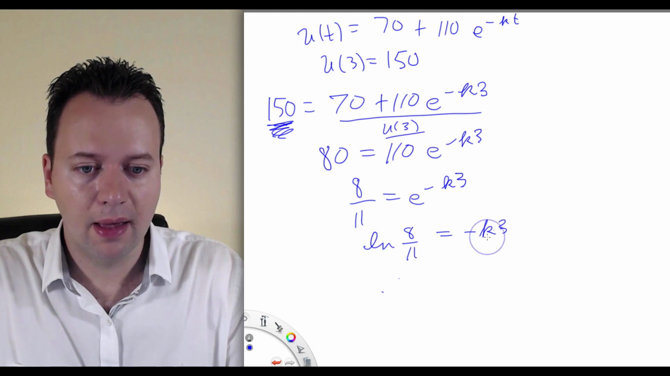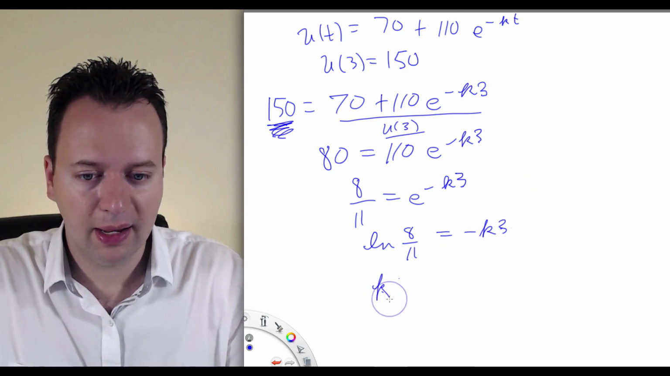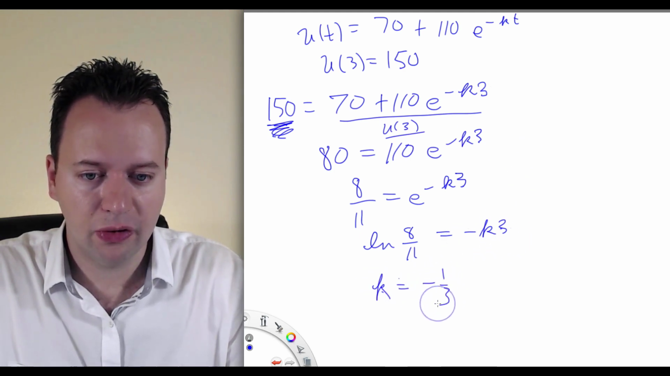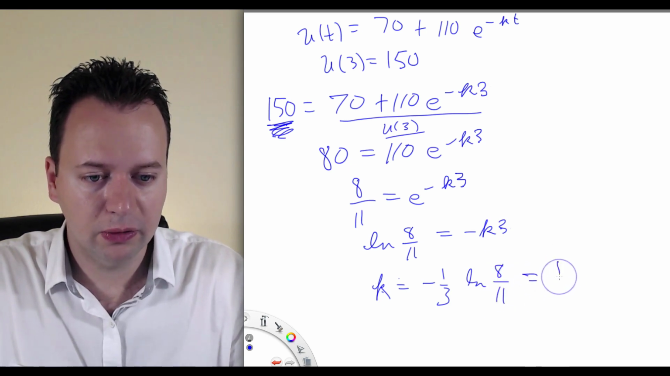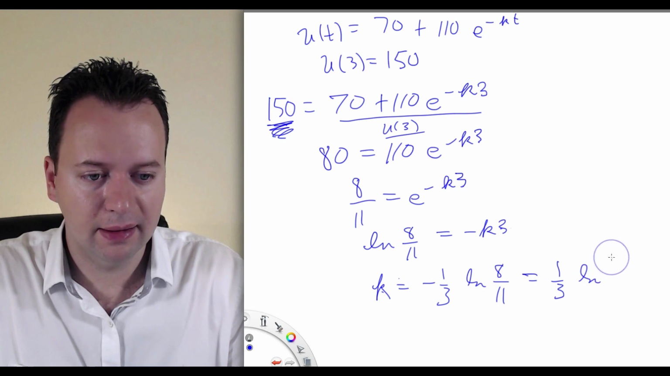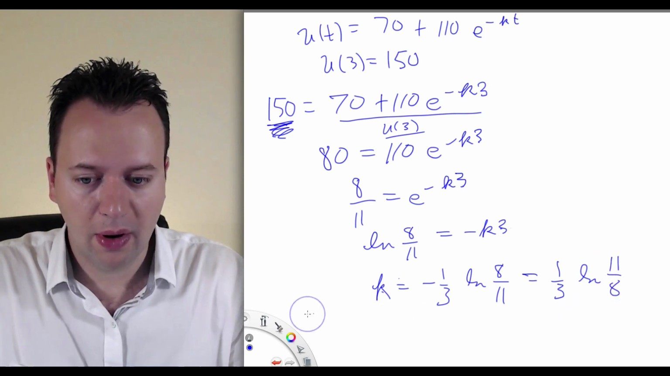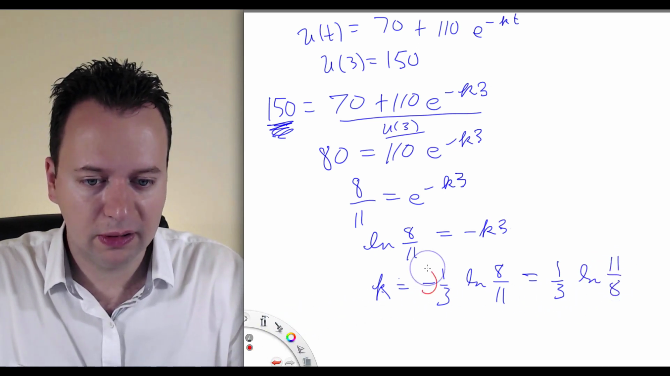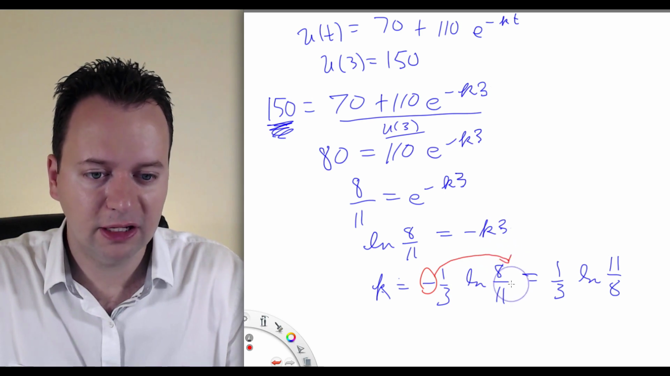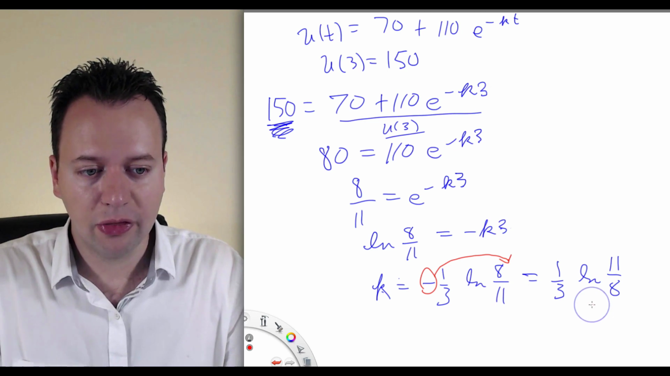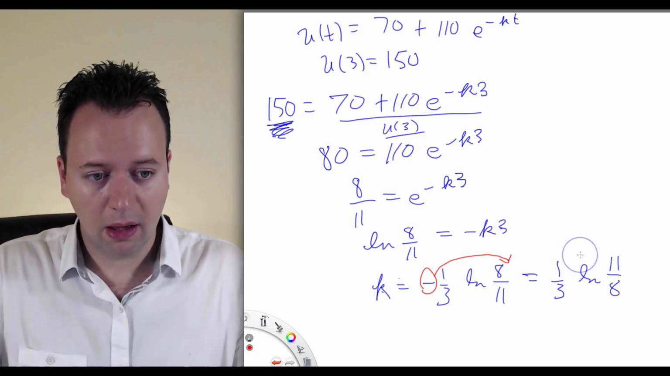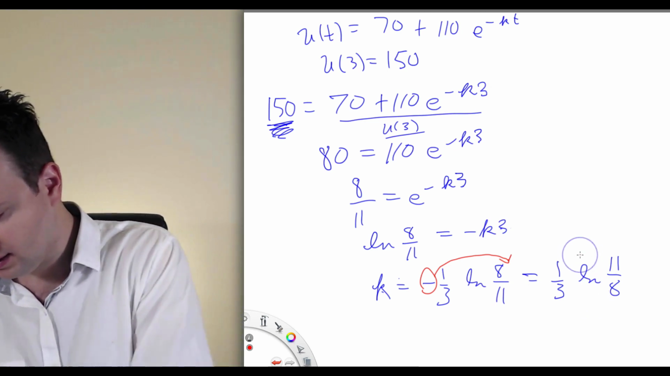So we get this, so therefore k is equal to minus 1/3 ln of 8 over 11, which is equal to 1/3 ln of 11 over 8. And what happened here was I took this minus 1 and moved it up to the exponent, and the minus 1 took the reciprocal of 8 over 11. So you have k is equal to 1/3 ln of 11 over 8.